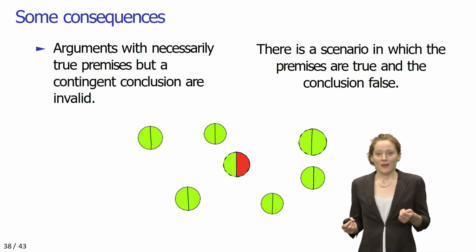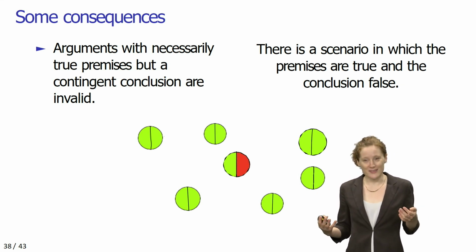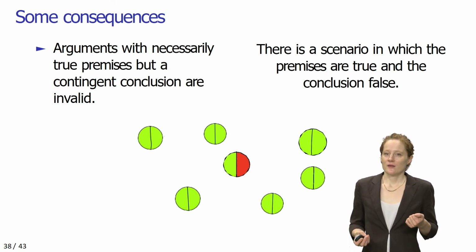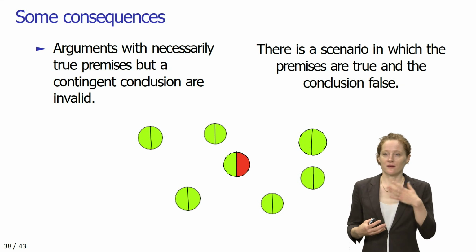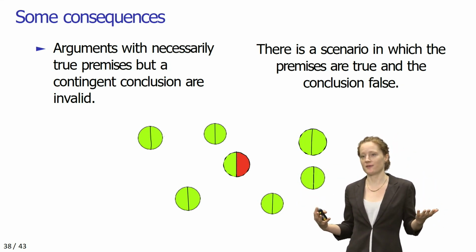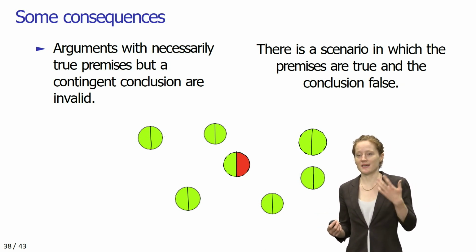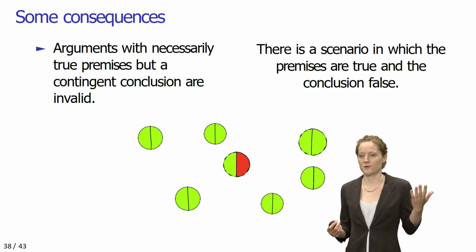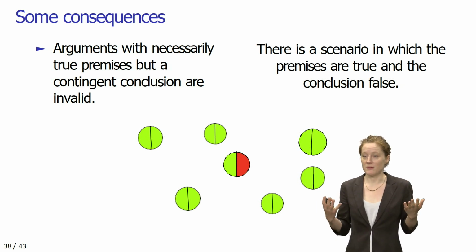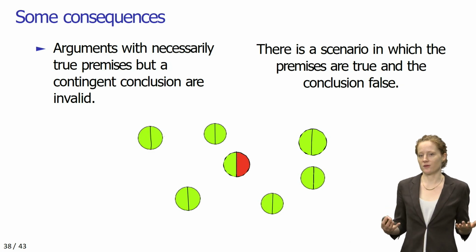Finally, arguments with necessarily true premises but a contingent conclusion are invalid. Why is that? Well, if the premises are necessarily true, that means that they are true in all possible scenarios. But if the conclusion is contingent, that means that there's at least one scenario in which the conclusion is false. And if we put these two facts together, that just entails that there must be a scenario in which the premises are true and the conclusion is false.